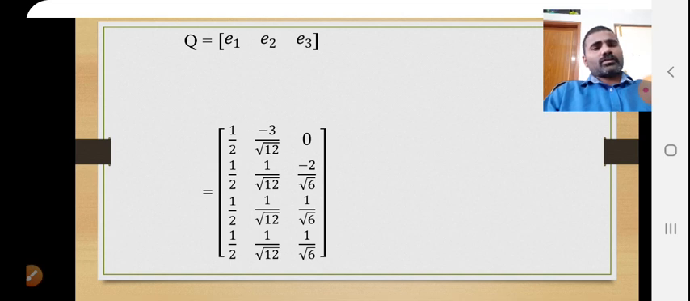QR factorization. This is not orthogonal factorization, it is only QR factorization. The columns of Q are orthonormal vectors, which form a basis for the columns of the given matrix A. And R is the upper triangular matrix. R is a square matrix here, whose diagonal entries are positive. It is an invertible matrix.